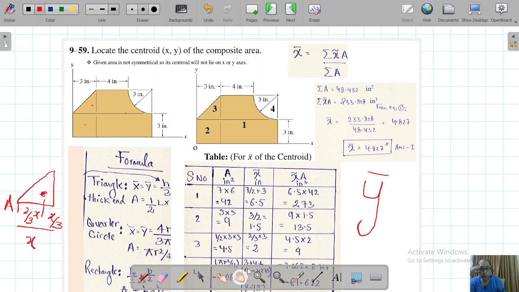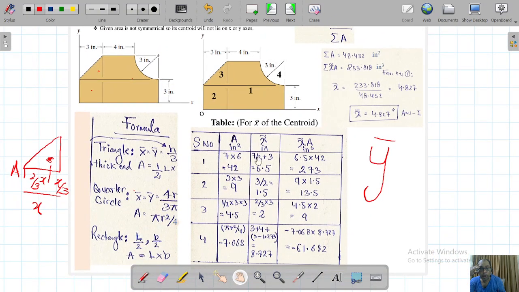All right. So now we go to segment 2. This is my segment 2, my square. What is the area of the square? It will be length into length. What is this length? 3 inches, height 3 inches, so 9. And from the origin, what will be the centroid along the x-axis? x tilde will be 3 divided by 2, 1.5 inch. x tilde into a will be 9 into 1.5, which is 13.5.